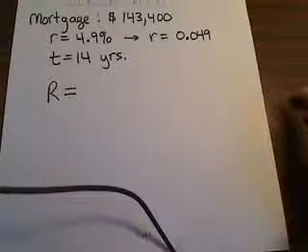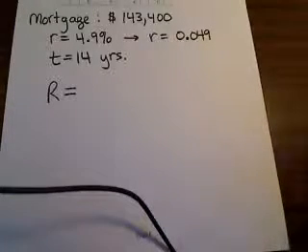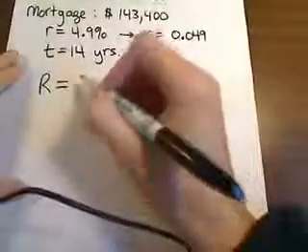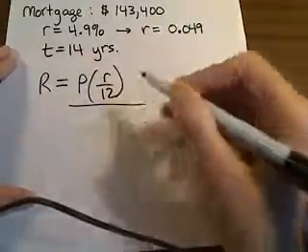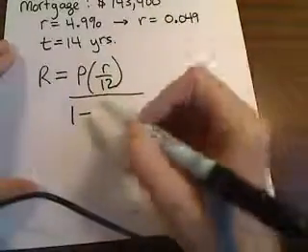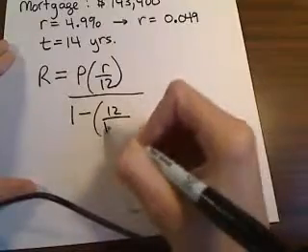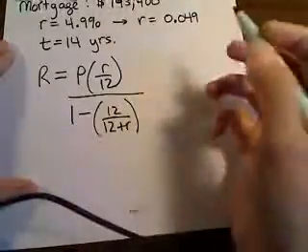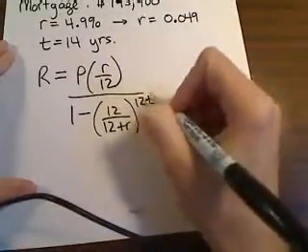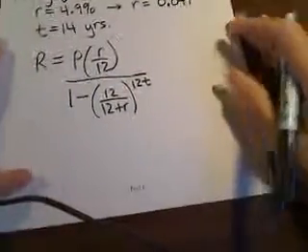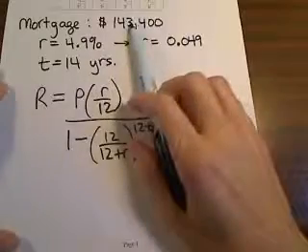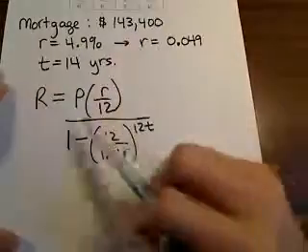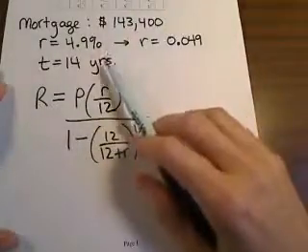I think it's R over 12. No. So it's P times R over 12 all over 1 minus 12 over 12 plus R, and that's raised to the 12t. All right, so the P is the principal. That's the starting amount on the mortgage. The R is our interest rate, and the T is our time in years.